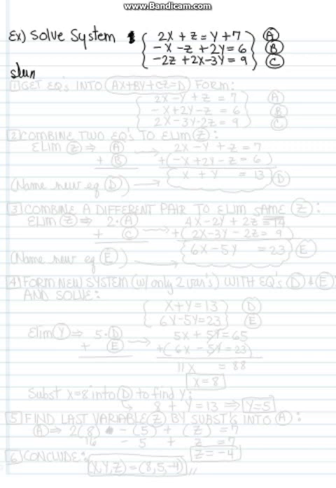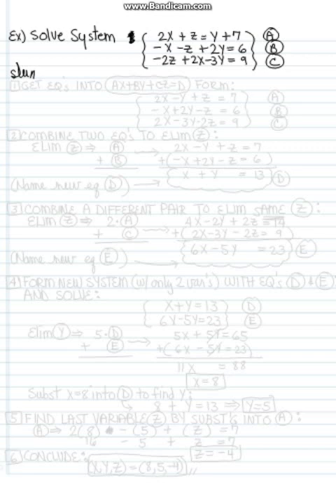Okay, we're given a system of three equations with three variables. 2x plus z equals y plus 7, negative x minus z plus 2y equals 6, and negative 2z plus 2x minus 3y equals 9. I name them equations A, B, and C. We're asked to find the solution. We're going to use a funny kind of elimination method. I'll enumerate the steps for you.